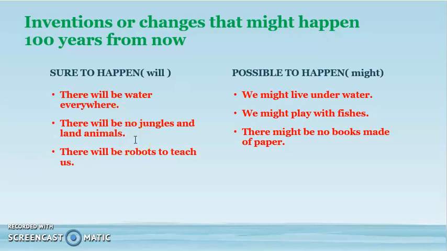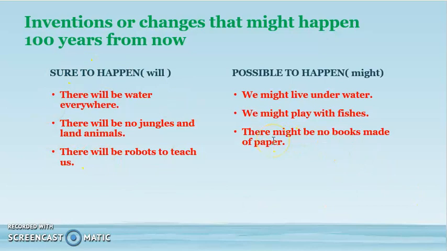Now, I have written there will be no jungles and land animals. Why? Because if there is global warming, oceans are going to rise, land is going to be covered with water. And where will those animals stay? Okay, so maybe, in the future, this could happen and I feel it will happen. There will be robots to teach us. Even today, we see robots. So I feel in the future, there will be robots who will be teaching you. Or maybe you will be sitting in your room and there'll be a robot for every child. You may not have a school. Okay, so sure to happen.